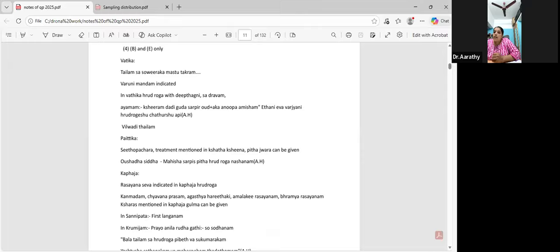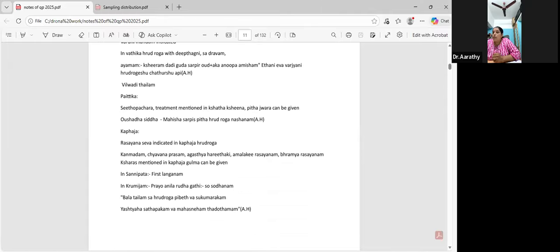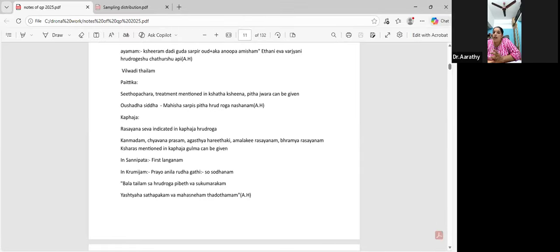Then in Paittika Hridroga and Kaphaja Hridroga, Rasayana preparations are indicated, and that is what the question is. You have Kalmasha Rasayana or Shilajatu Rasayana, Chyavanaprasha, Agastya Haritaki, Amalaki Rasayana, Brahma Rasayana, etc. Ksharas are also mentioned. Like in Kaphaja Gulma, you have Shara, Agada, etc. All those Ksharas can be used in Kaphaja Hridroga also. In Paittika Hridroga, Chikitsa, usually you don't use Mahisha Sarpi, right? But in Paittika Hridroga, Aushadha Siddha Mahisha Sarpi is used. That one point you may note.